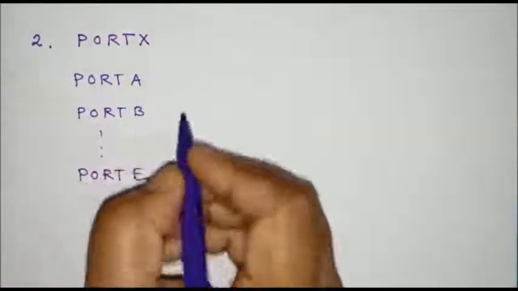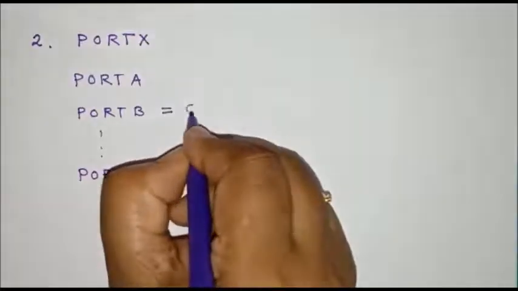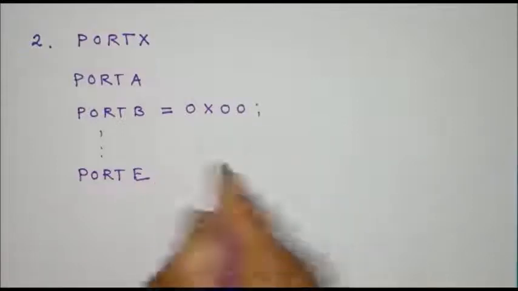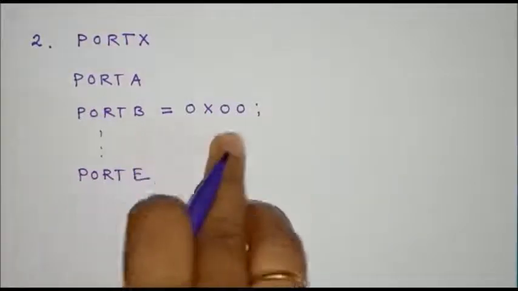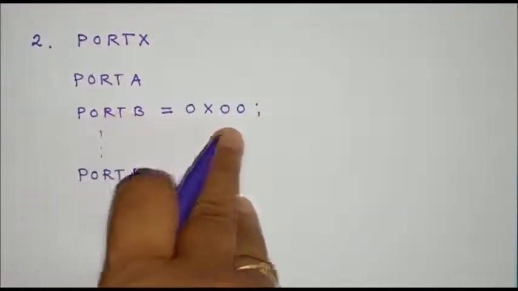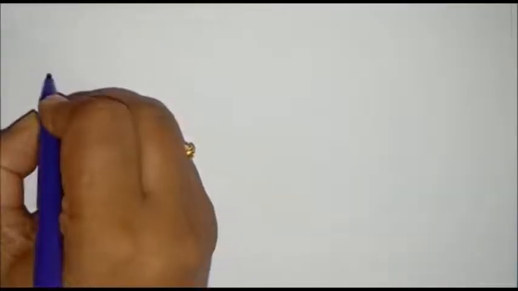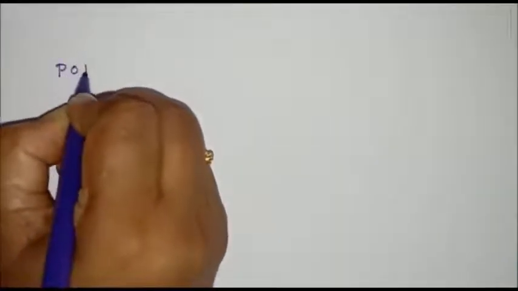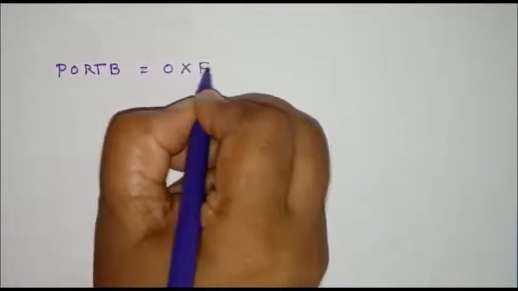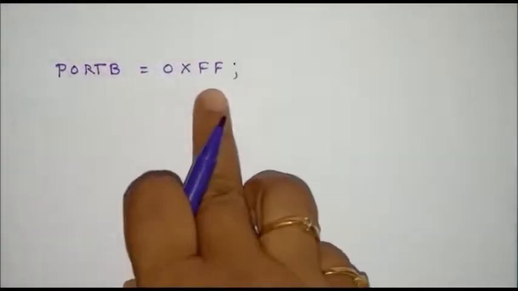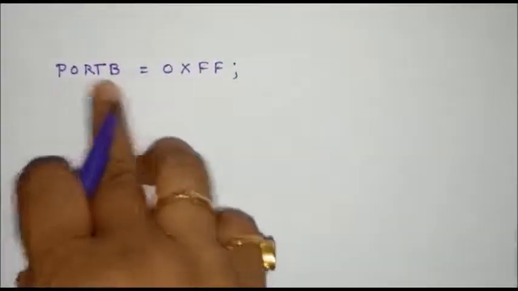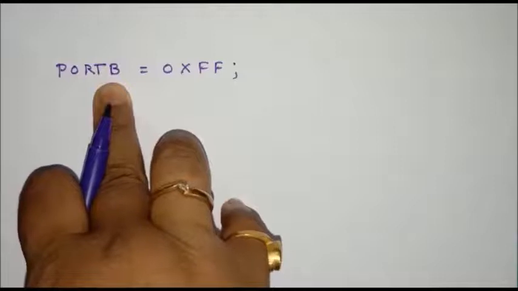Suppose I want to initialize all port bits with value 0, then I can write the instruction PORTB is equal to 0x00. So all the port terminals of port B will be initialized, or 0 will be written at all port terminals of port B. If you want to write logic 1 at all port terminals of port B, then we can write PORTB is equal to 0xFF. So logic 1 will be written at all port terminals of port B. To send data at port terminals, we can use this register PORTB.